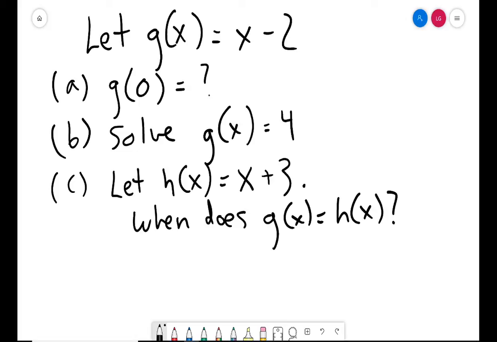So question A, g of 0 equals what? Question B, solve g of x equal to 4. Question C, let h of x equal x plus 3. When does g of x equal h of x? Okay, I'll give you a couple minutes to think about this one.